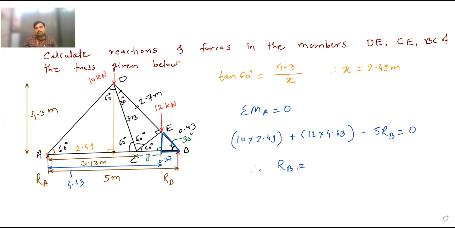What is the value? 16.09. Okay, 16.09 kilonewton. We have got a positive answer, so our assumed direction is correct. Now apply summation Fy equal to 0.